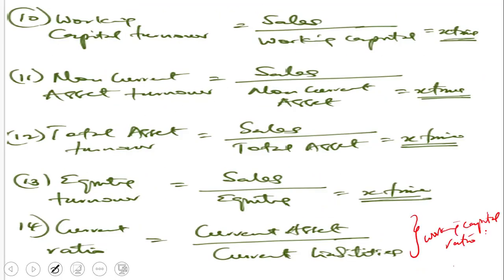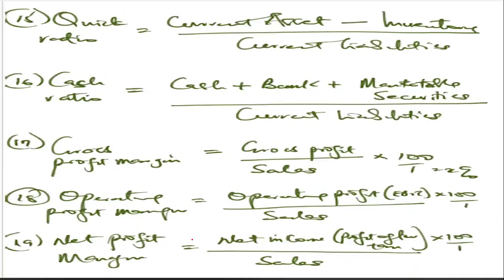Now, working capital turnover. You can see there that is our working capital turnover. That is sales all over working capital. While working capital ratio is also current ratio, current asset all over current liability. Now, we also have quick ratio too. We have current asset minus inventory divided by current liability. Cash ratio is cash plus bank plus marketable security divided by current liability.